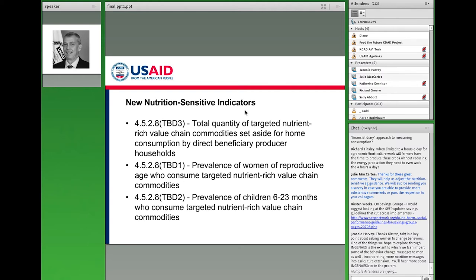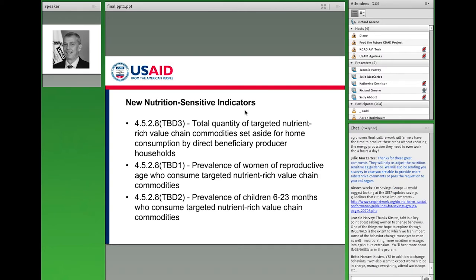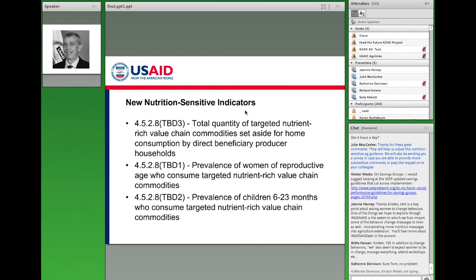So there we have it. We've got four litmus criteria for being classified as a nutrition sensitive agriculture program. And assuming this is a good approach, that's what we're asking for your feedback on, we would ask all of our programs to include these actions.